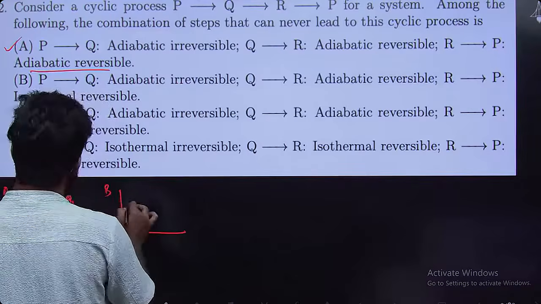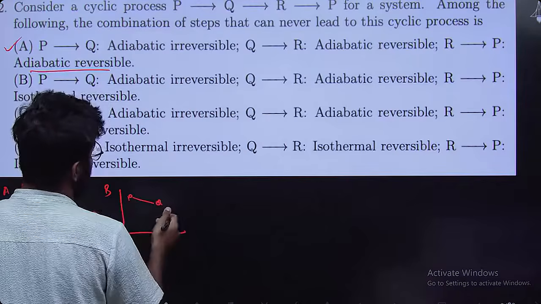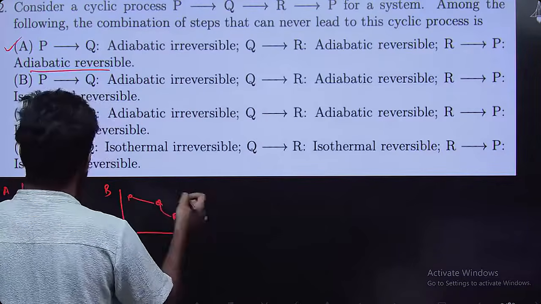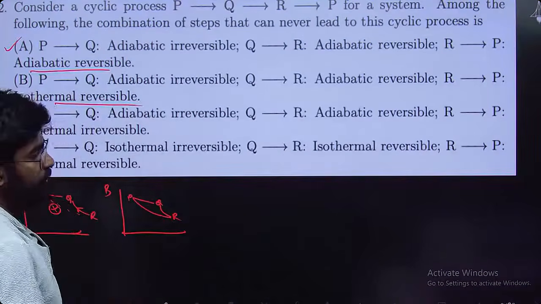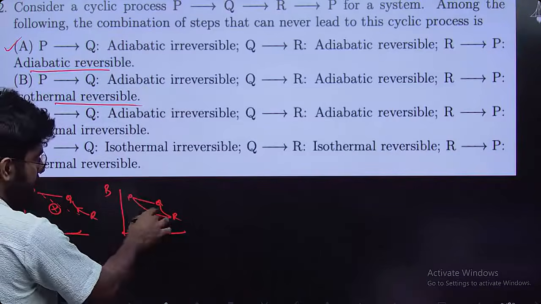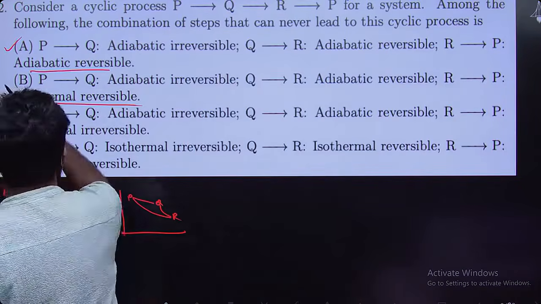For option B, you have P to Q as the same irreversible expansion adiabatic, and then adiabatic reversible, and then at the last you have isothermal reversible. So isothermal reversible can trace back to P because the slope is different for isothermal and the adiabatic curves. Q to R is adiabatic, whereas R to P is isothermal. Due to the difference in the slope, obviously you can trace back to the position P.